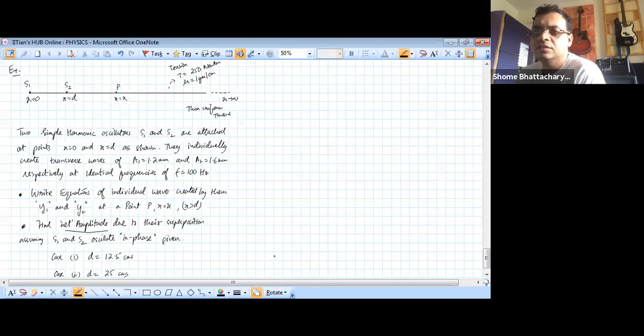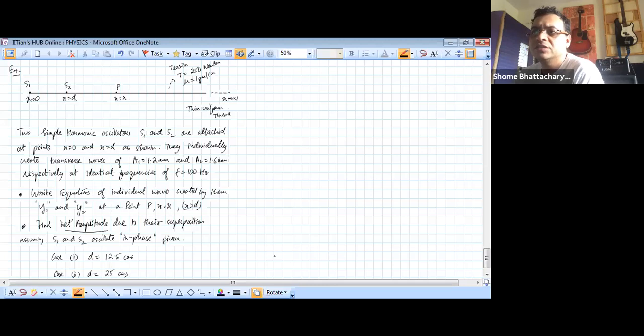Now just imagine the physical situation. Both oscillators are oscillating together. That means they are going through the mean position simultaneously. They are reaching the extreme position simultaneously. But the disturbance that they are propagating through the point P, that's not in phase. Can you understand why? Because there's a delay from the source to a general point, and that delay depends on what? It depends on the distance.